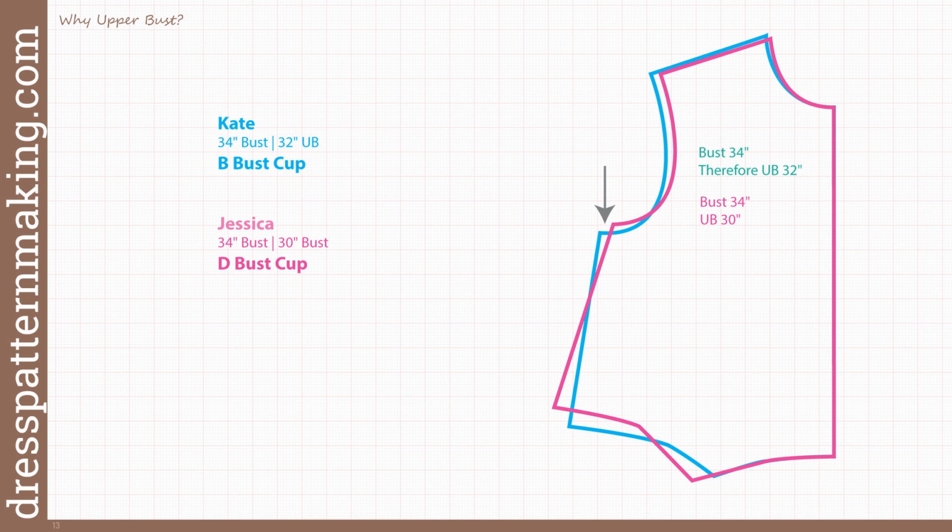Just a note, you might also notice that there are other differences in the block. Jessica has a smaller across chest measurement and a shorter shoulder length. This is because women with a larger bust cup often have a smaller body frame than a woman with the same bust measurement but a smaller cup.